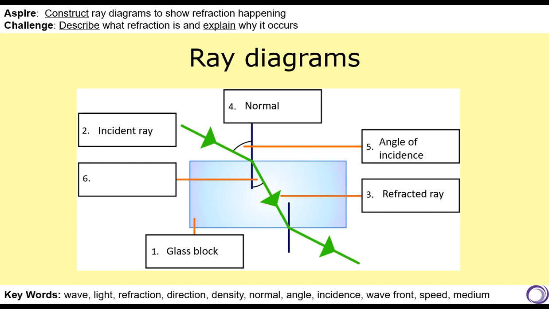Number 5 is the angle of incidence. So the angle of incidence is this angle between the incident ray and the normal. And then number 6 is called the angle of refraction. So that is the angle between the refracted ray and the normal. Have a go at adding these labels to your diagram.